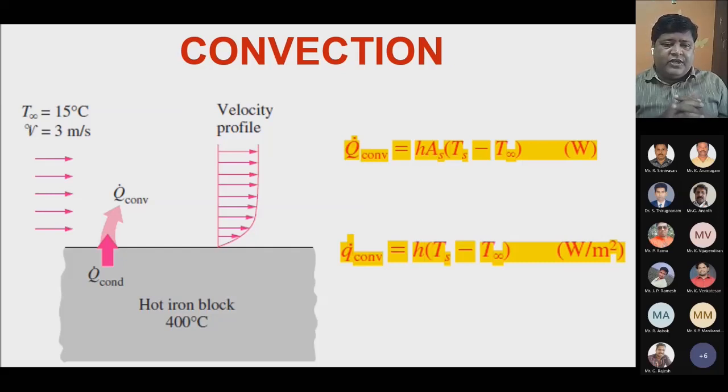So if the surface area of the iron block is, say, 10 meter square, and for 1 meter square, the heat absorbed is q dot, that is small q. So small q in heat transfer represents heat flux. When I say flux, it is nothing but the energy absorbed per unit area. And if you multiply by the total area, you get the total energy that has been convected from a given surface.